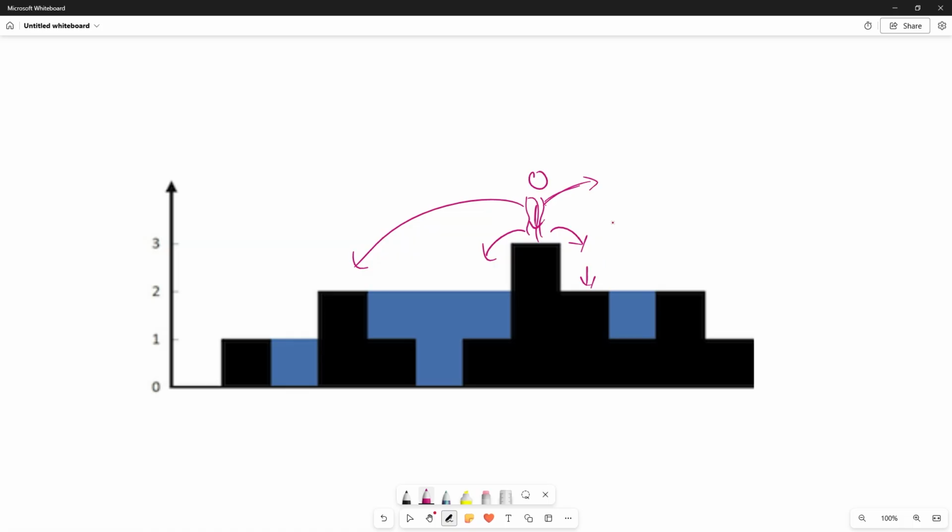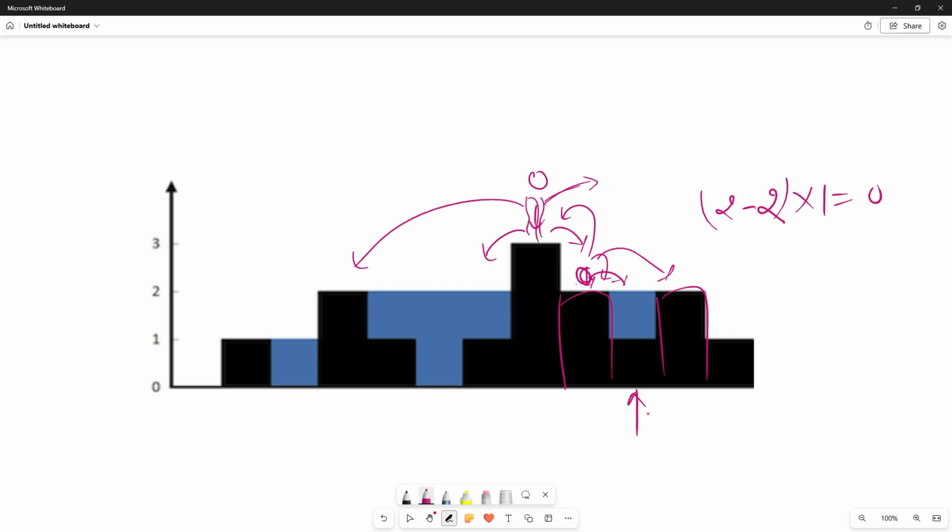At this position, the maximum height bar toward the left is this, and the maximum height bar toward the right is this, or you can say itself. Okay, so how much water will be collected? The minimum height is this or this, that is 2, minus the height we are standing at, 2, multiplied by the width, which gives 0. So at this position, if any water comes, it will flow toward the right side, it won't stay at this position.